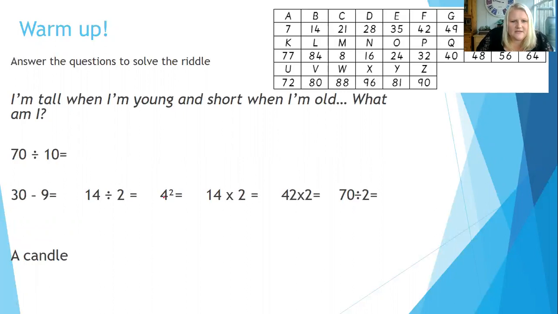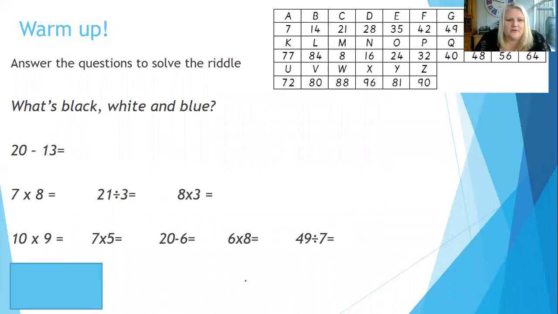Okay, this sign here means squared. So 4 squared means the same as 4 times 4. You times the number by itself. It's a squared number. So 4 times 4 equals 16. Just in case you've forgotten what that means. Right, let's have a go at another one.